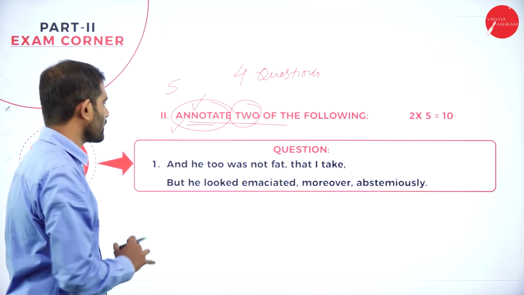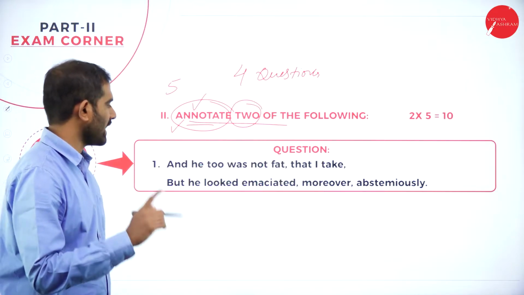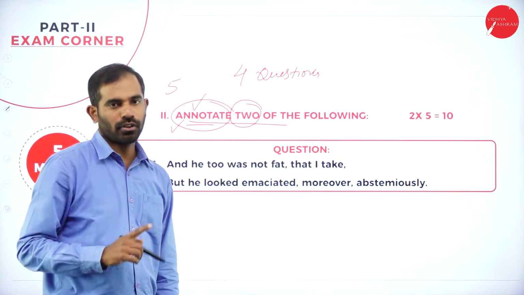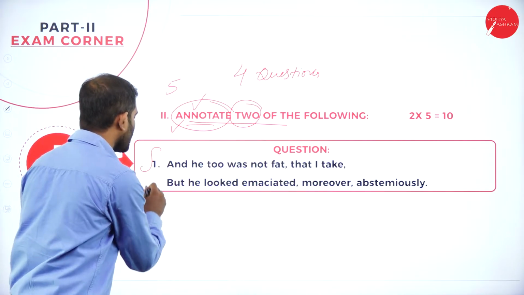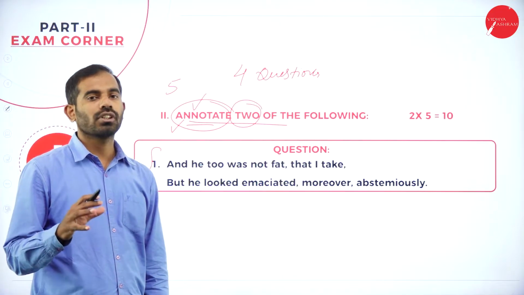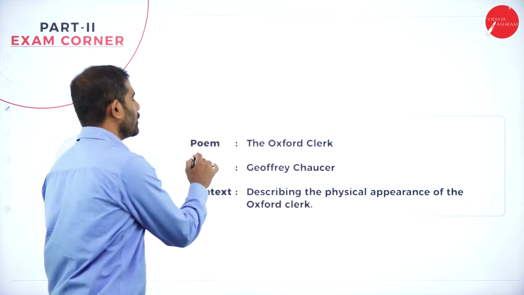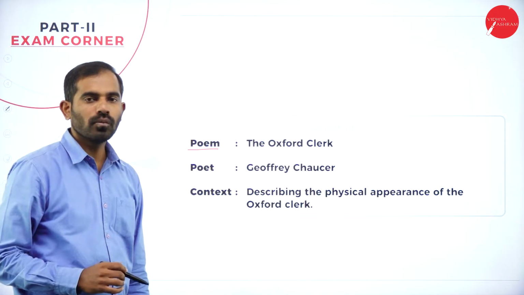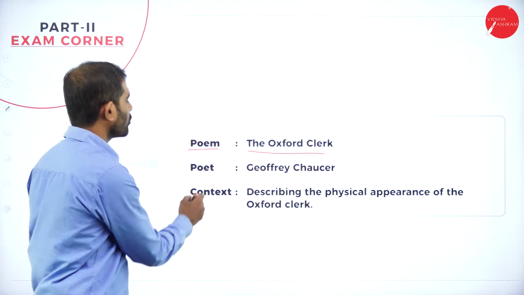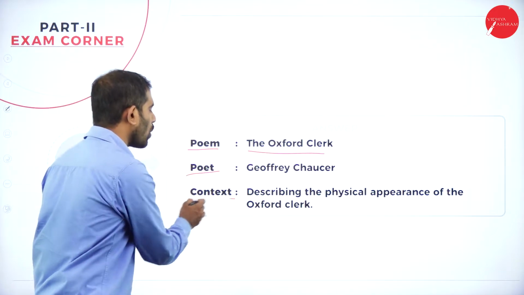Now let us see this first question. "And he too was not fat, that I take, but he looked emaciated, moreover, abstemiously." Now, these 2 lines are taken from the poem The Oxford Clerk, written by Geoffrey Chaucer. Here is the answer. You have to talk about the poem. You have to write the title of the poem. You have to talk about the poet, Geoffrey Chaucer, and the context.